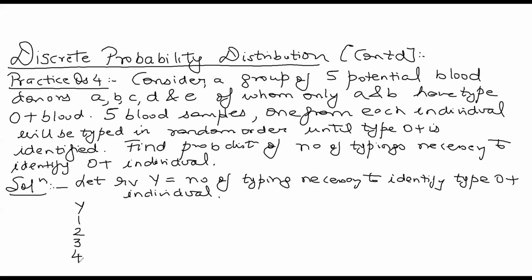Because when will I stop? I will stop the moment I get type O plus. You will see when I type 4 individuals, I definitely get the type O plus. I don't need to type the 5th individual, because 2 individuals contain O plus. That means out of 5, I need to type the blood groups of only 4 individuals. That means y will not take the value 5. Y would have taken the value 5 if only one individual had type O plus. Here, two individuals have type O plus.